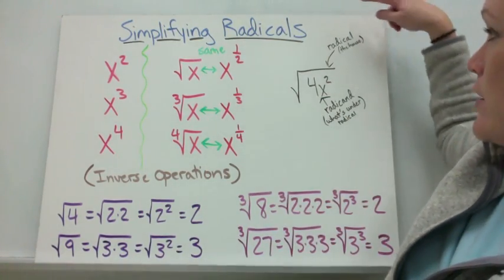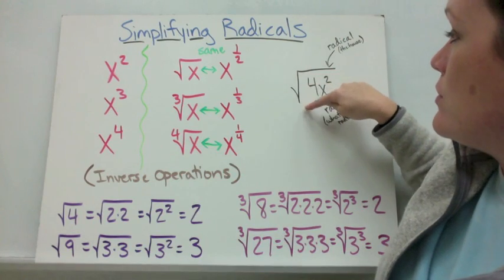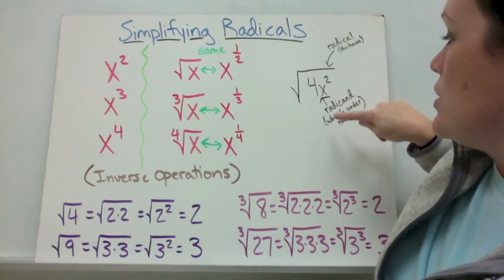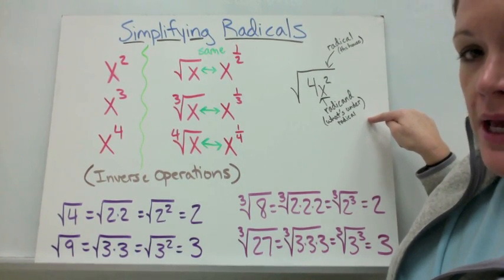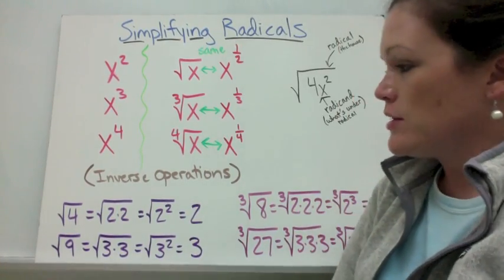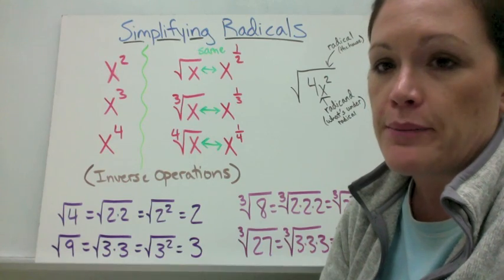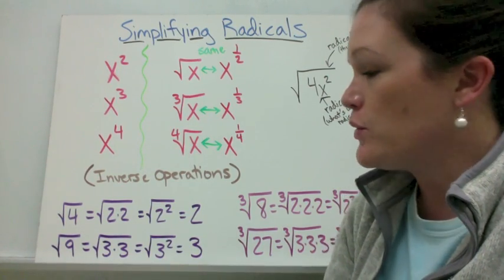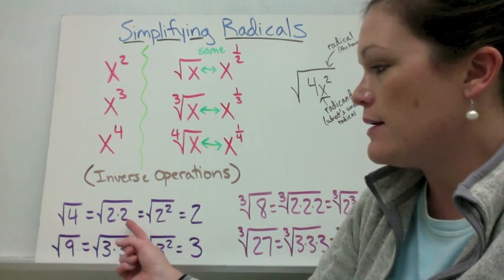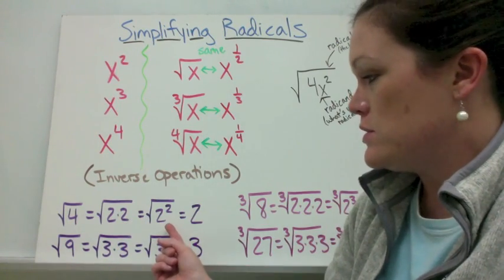So some vocabulary: the radical would be the little house, we call it. And what's underneath the radical is called the radicand. Some simple examples down here at the bottom. I've put the square root of 4, so let's look at that example. The square root of 4 is equivalent to the square root of 2 times 2. And 2 times 2 is equivalent to 2 squared.